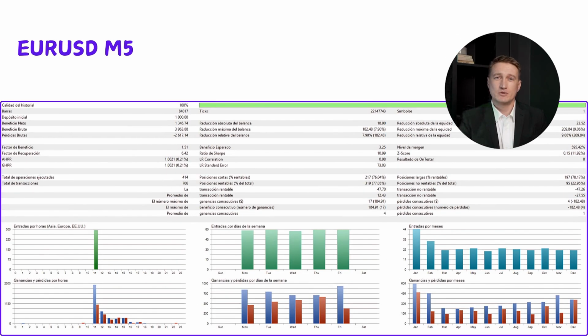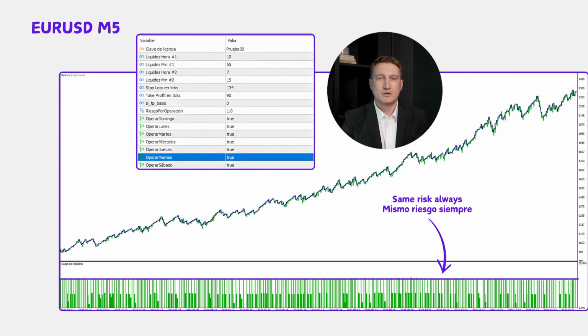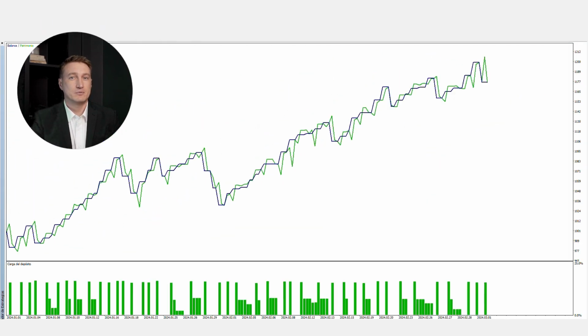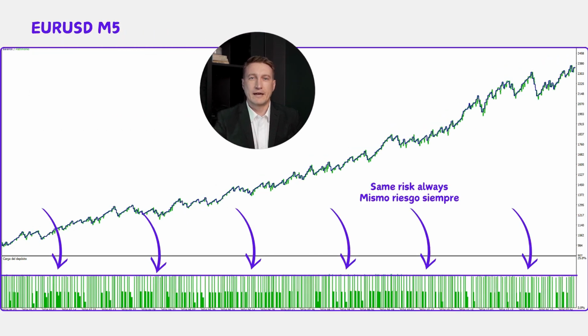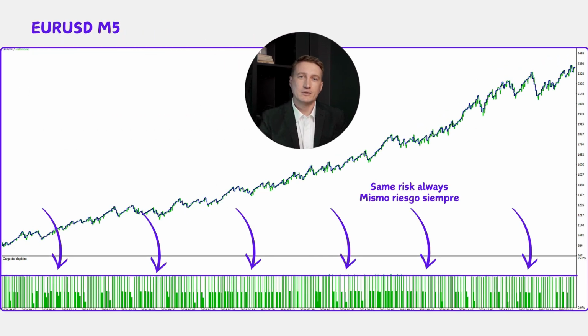To verify the effectiveness of this approach, we conducted a backtest on EURUSD with the M5 timeframe, starting with a balance of 1,000 USD. In this simulation, you will see how the balance progresses steadily. There are no spikes of radical ups and downs. As each trade assumes a uniform risk, in the deposit load panel, you will notice that the used margin remains within stable ranges, without large jumps. This demonstrates that there are no exponential increases in lot size after a losing streak.